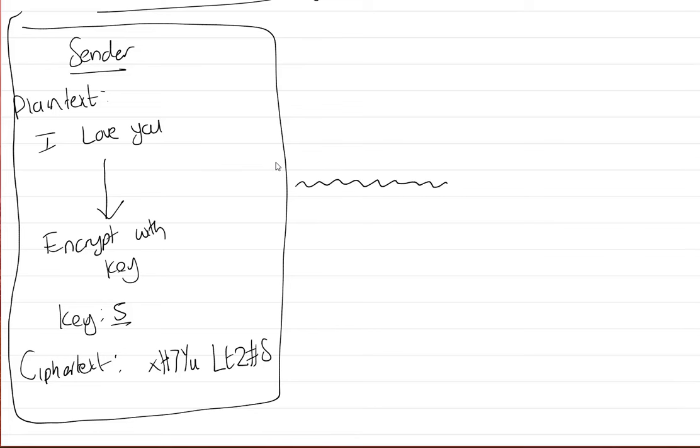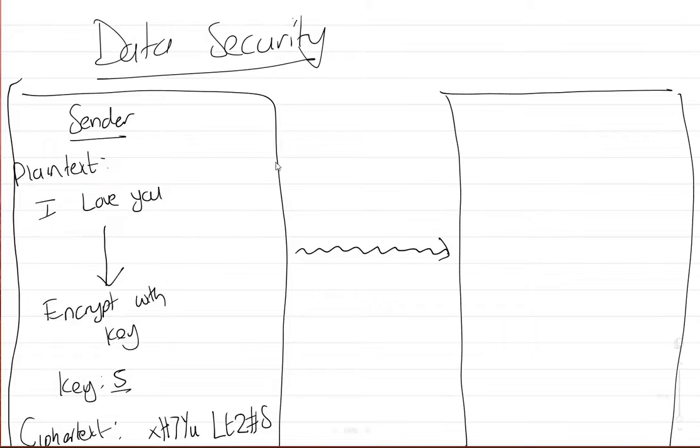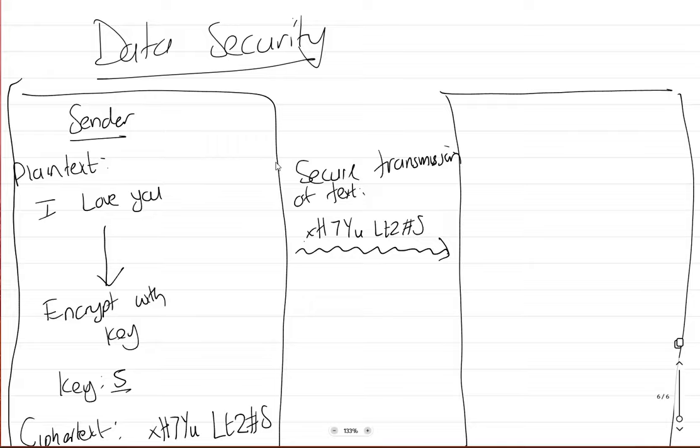So they try to send it through a secure transmission, so there isn't any possibility of parity bit flips or whatever. But those things happen anyway, so you have to use data security in conjunction with error correction. But we're just going to ignore error correction for now. It is very relevant to this, but we're trying to talk about something else. So now you have a secure transmission of the text XH7YULT2 hash S.